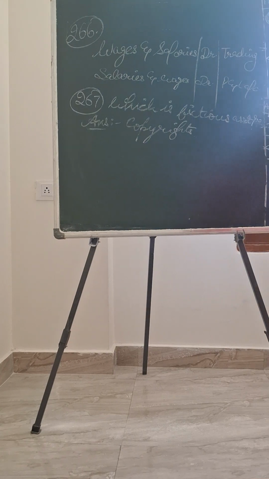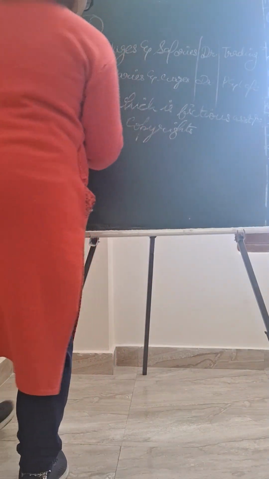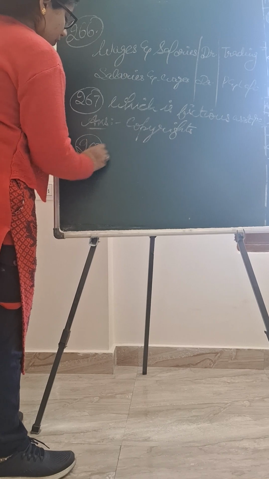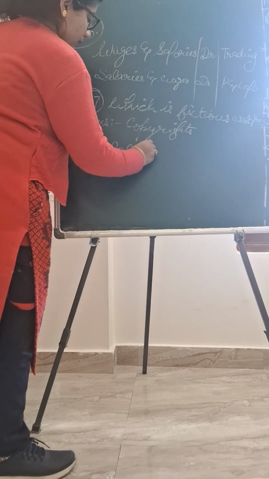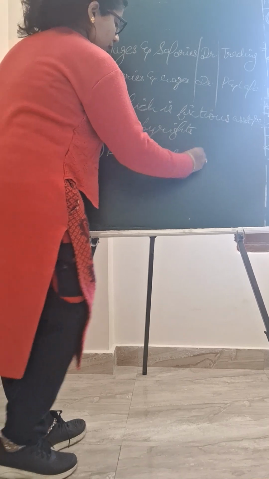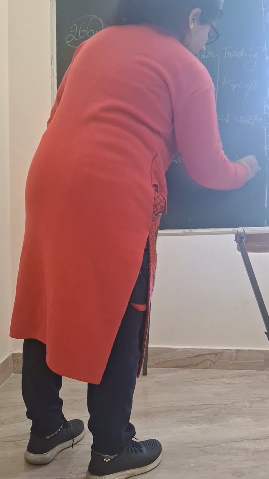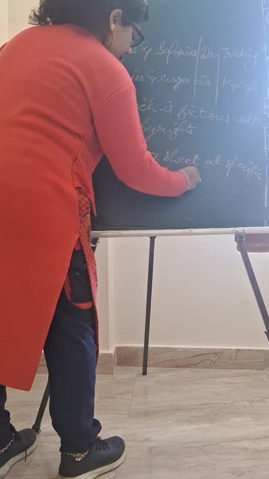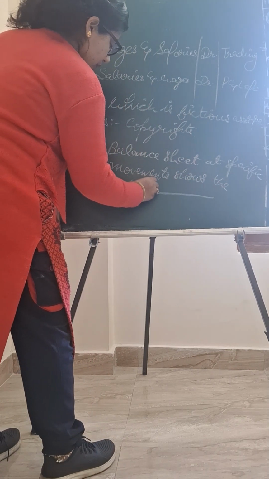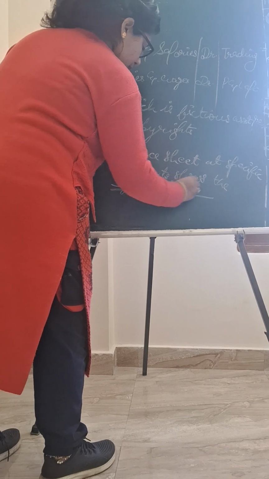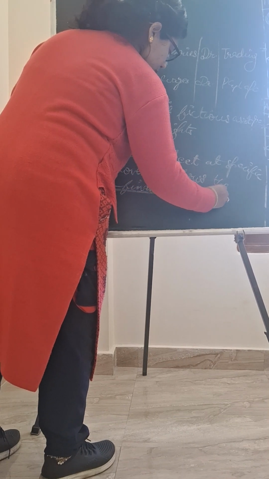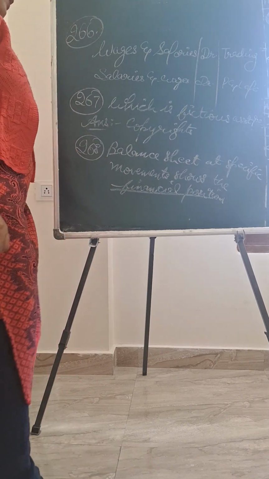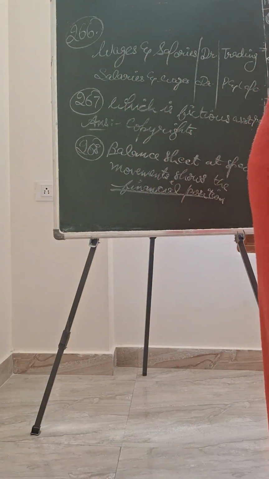The balance sheet of a business at a specific moment shows the dash. It shows the financial position. The balance sheet at a specific moment shows the financial position.